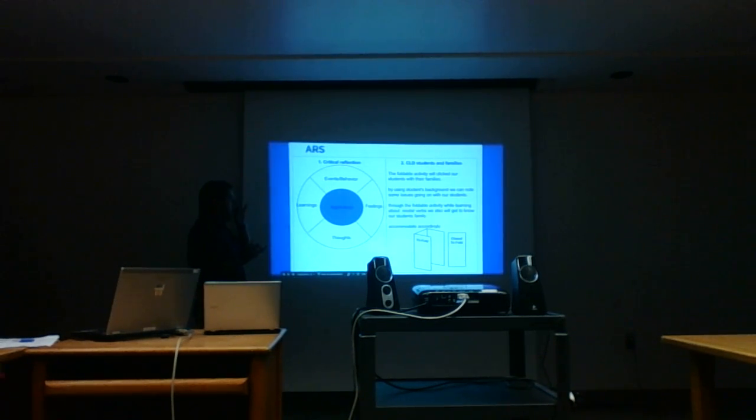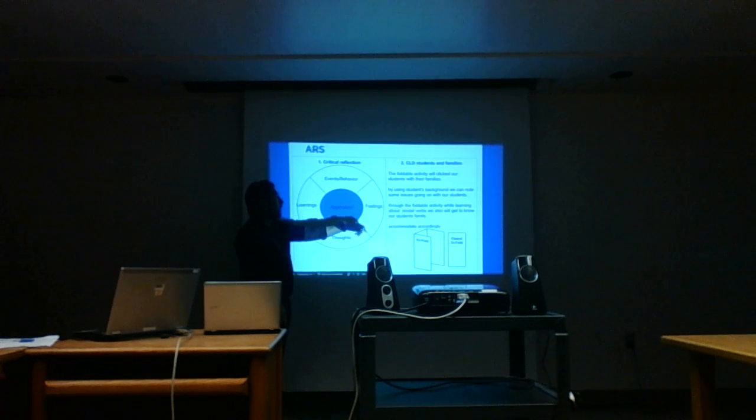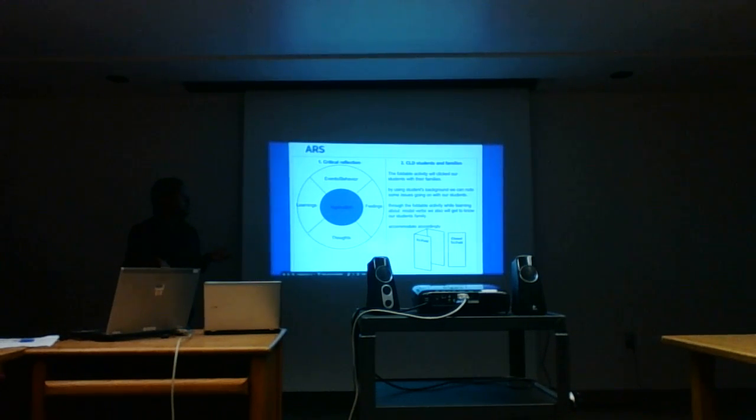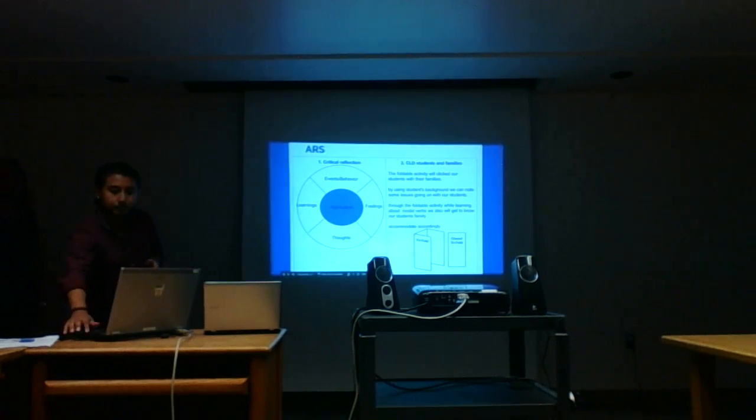So we have to integrate family students into the activities we relate. That's why we did this about the elder people, because then we are actually helping them with their grandparents or someone older they know, right? So that we can accommodate accordingly. Through the foldable activity, while learning about modal verbs, we can also get to know our students' families. Maybe they're being raised by their grandparents and the parents are away. So this is some information we can get through these activities.